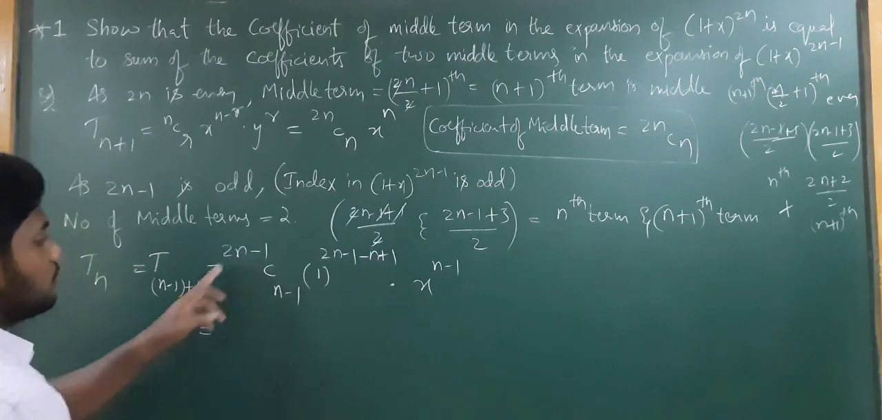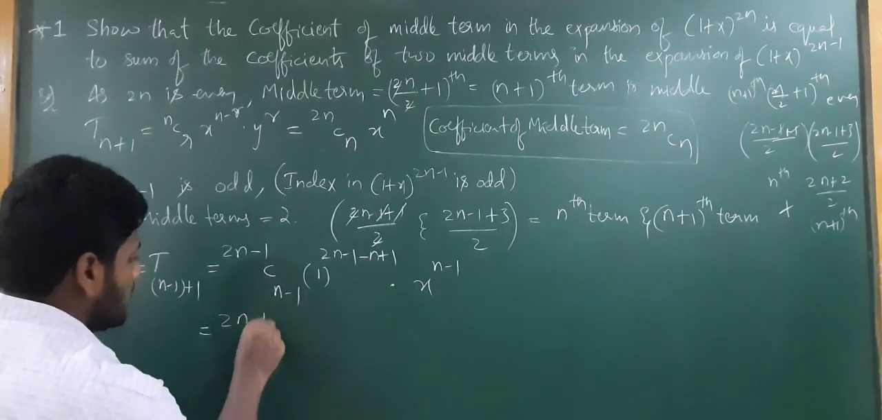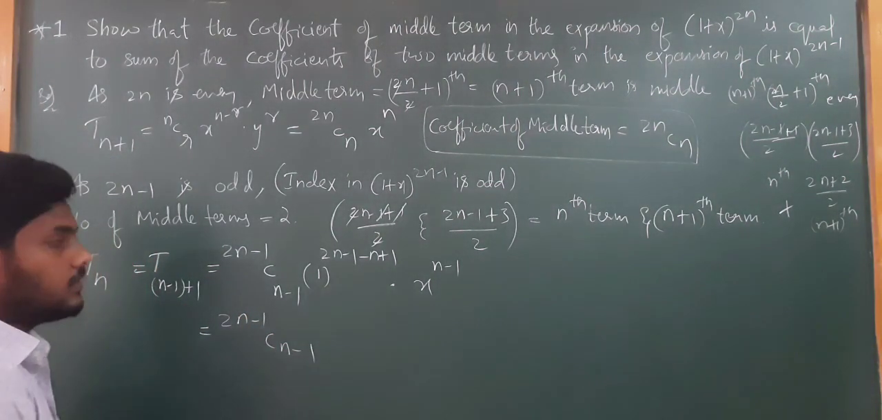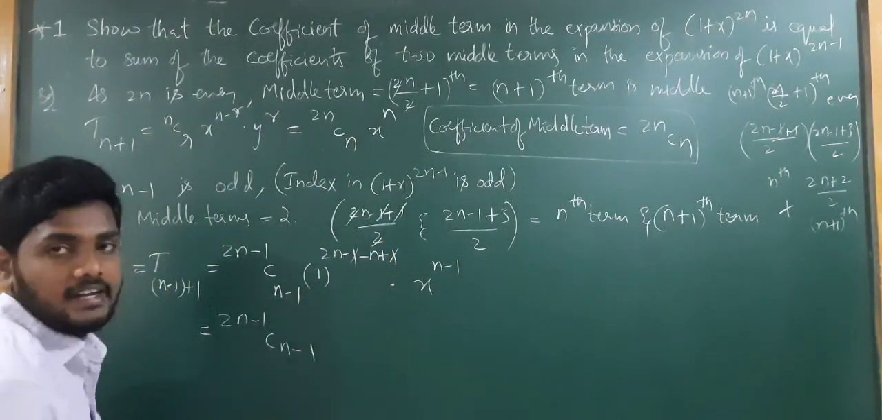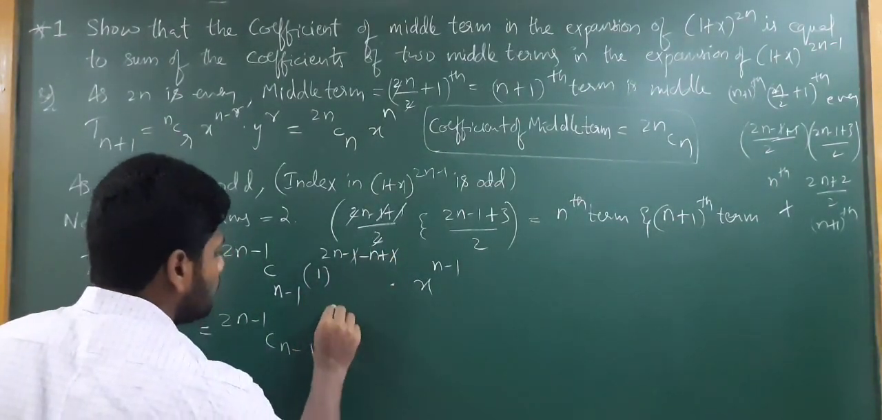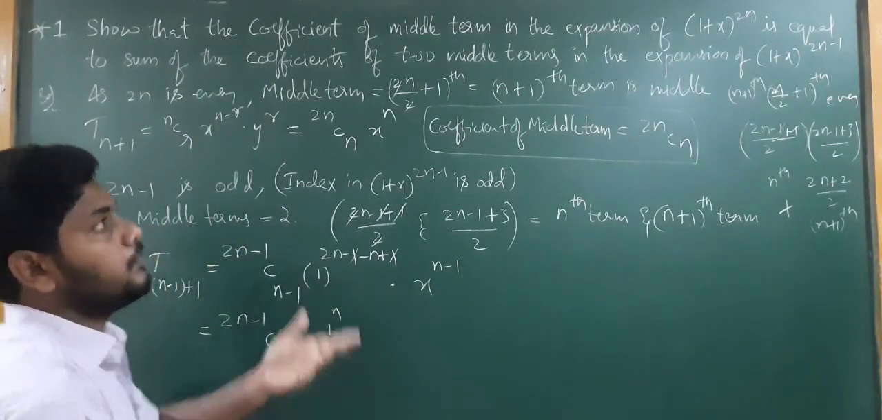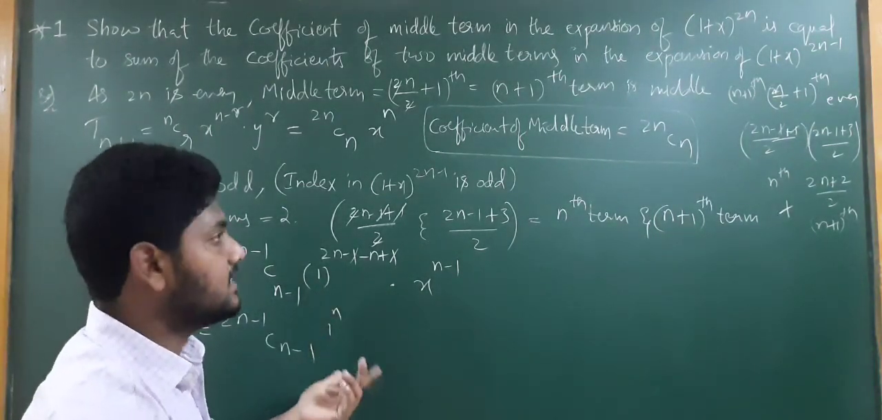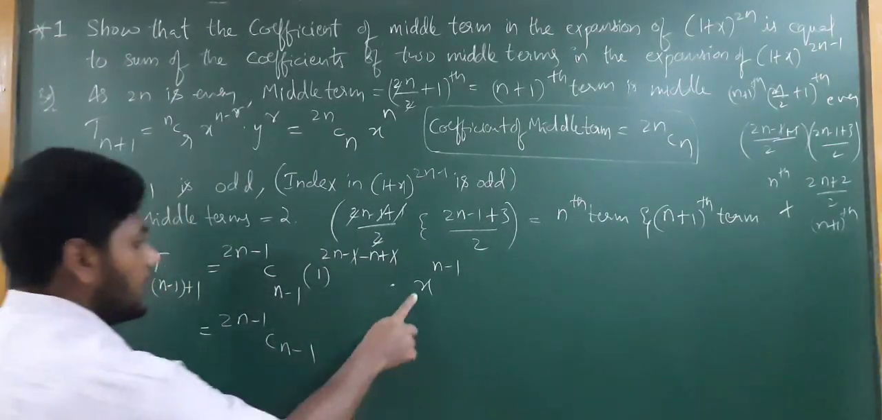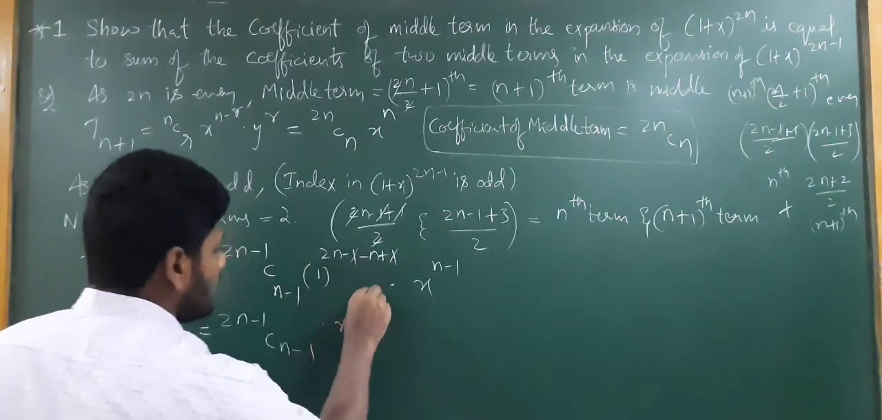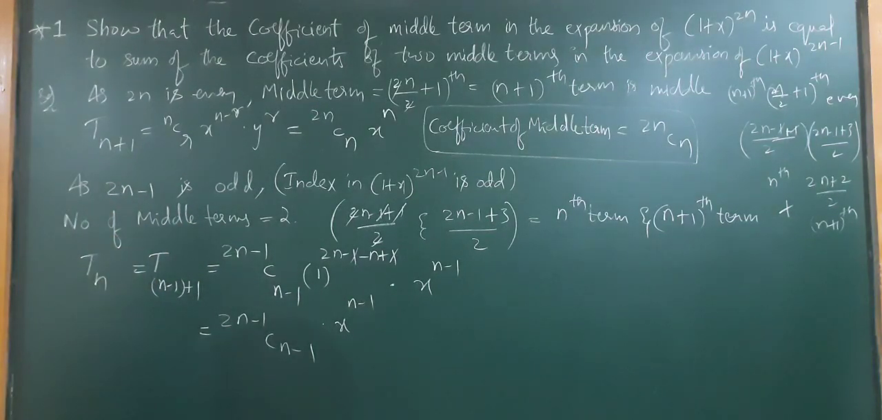So if you simplify this, what we will get? 2n minus 1 c n minus 1, the 1 to the power of minus 1 plus 1 cancel, 2n minus n is nothing but 1 to the power of n. As n is a positive integer, 1 power n is nothing but 1 only, into x to the power of n minus 1.